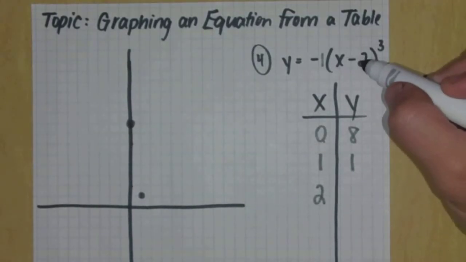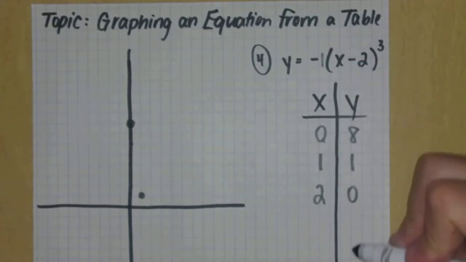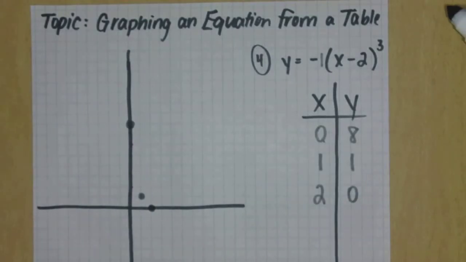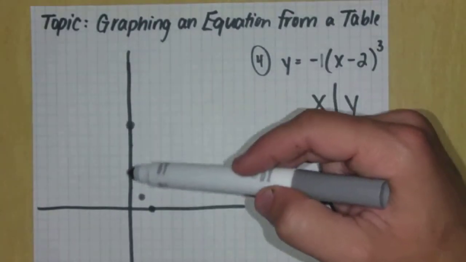So let's try another, 2. 2 minus 2 is 0. 0 cubed is 0. 0 times negative 1 is 0. When I plug a 2 in, I'm getting 0. Okay, that's at least a good sign because it looks like I'm getting some sort of curve.